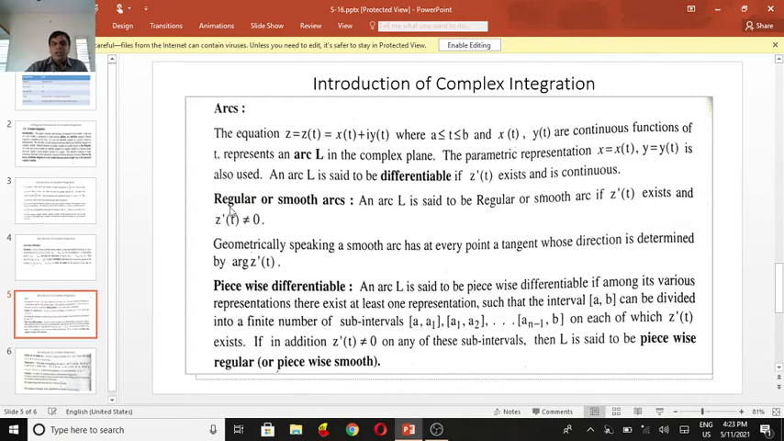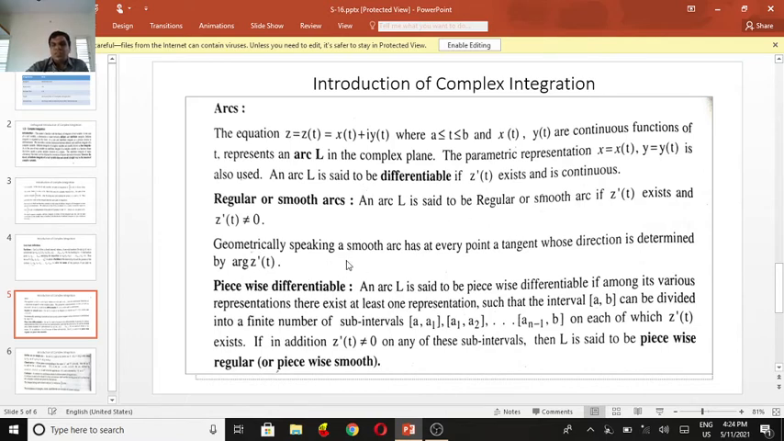Now the regular or smooth arc. An arc L is said to be a regular or smooth arc if the derivative z dash of t exists and the derivative z dash of t should not be equal to zero. That is called a smooth or regular arc.